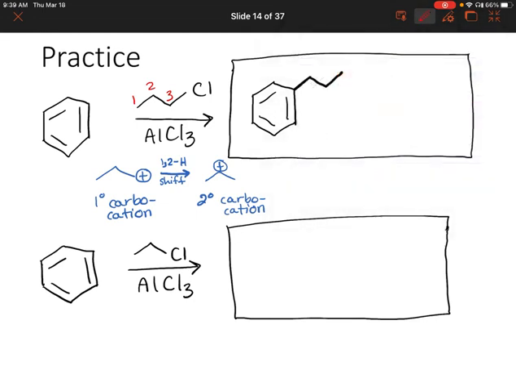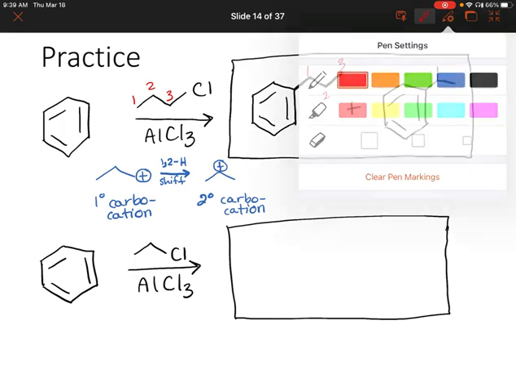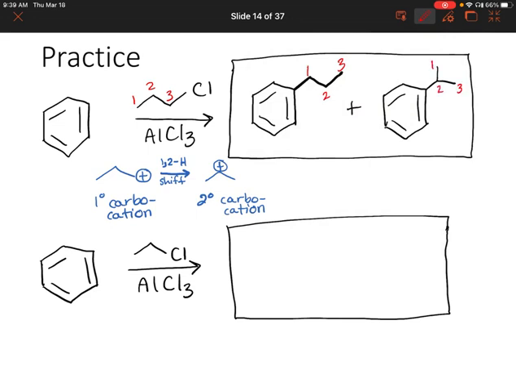So again, we want to count our carbons, 1, 2, 3, perfect. But we could also form a second product with that more stable carbocation, which is an isopropyl group. All right. So which one do you think is the major product? The isopropyl group bonded to benzene, that will be our major product.